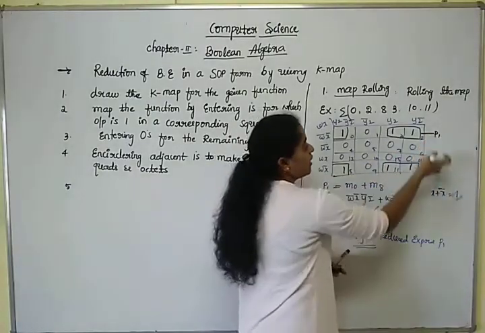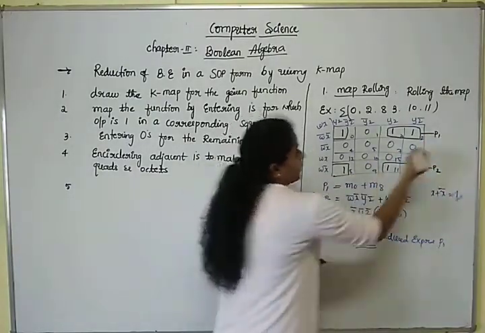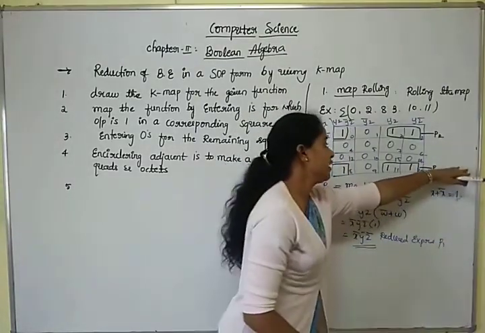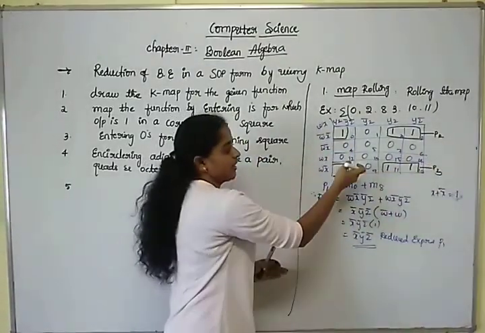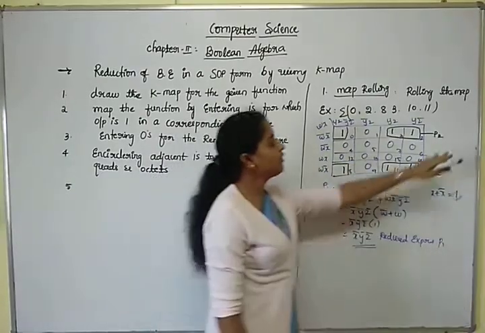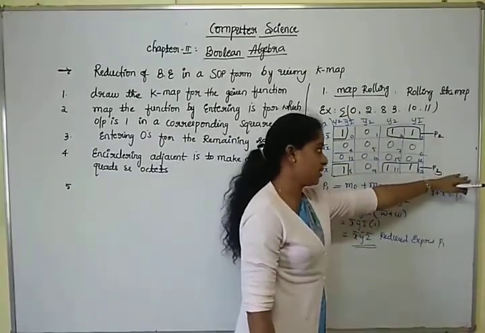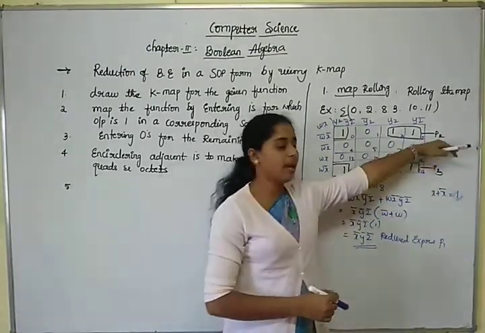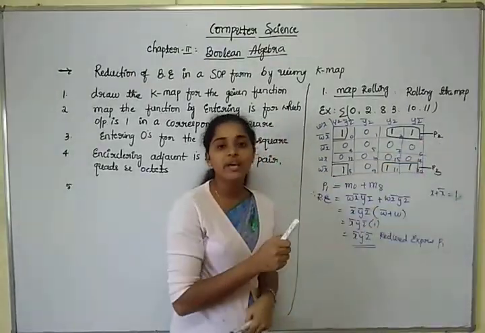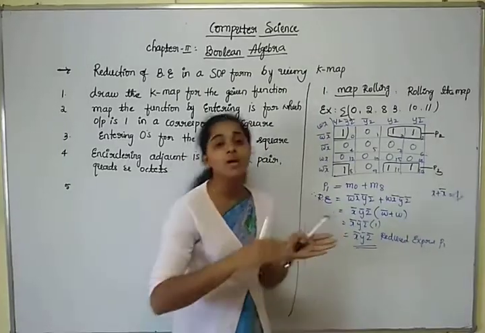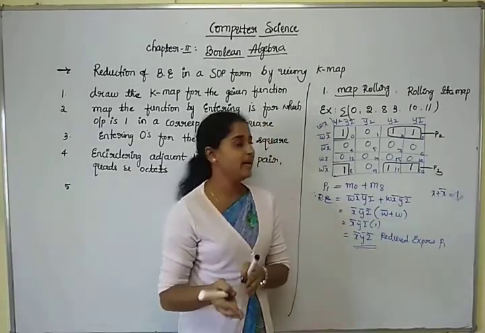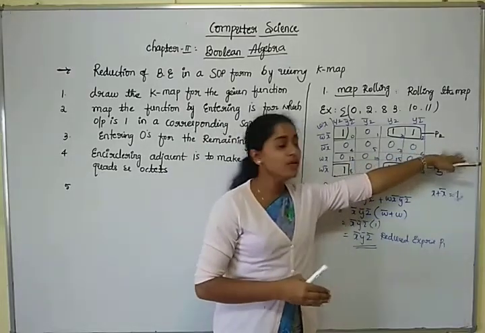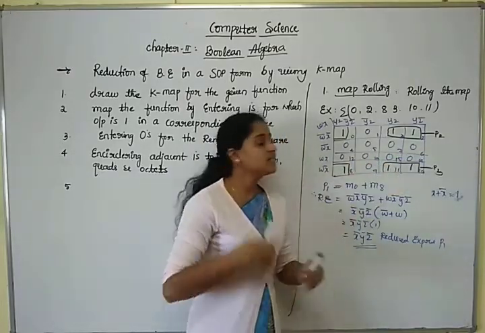Now in the given map, we already got two pairs. This is pair 1 and pair 2. We can take it as pair 2 and pair 3, because we already considered pair 1. In pair 2 and pair 3, according to the pair reduction rule, in a pair only one variable changes its state from complemented to uncomplemented, so only one variable is removed.